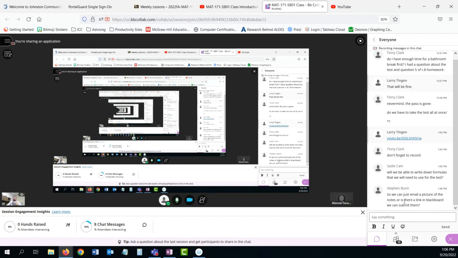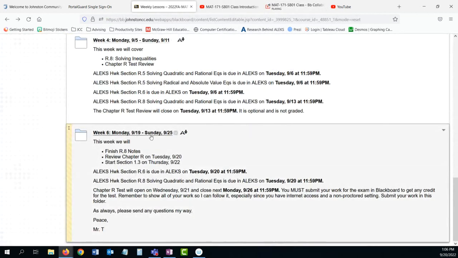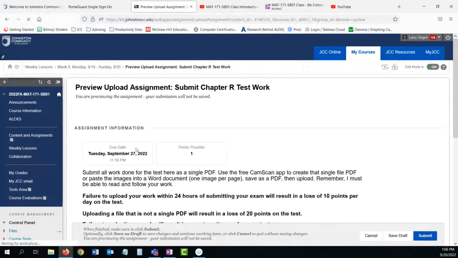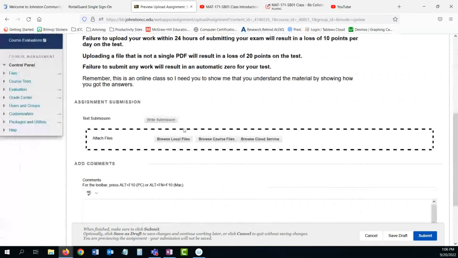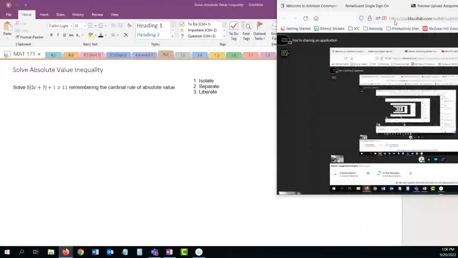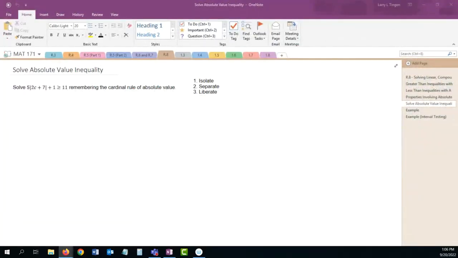You can email a picture of the note. No, there's a link in Blackboard. There is a link. So under the weekly lessons, week 6, submit chapter R test work right there, and browse local files. That's where you'll get it. And then you'll find it on your computer. Okay.